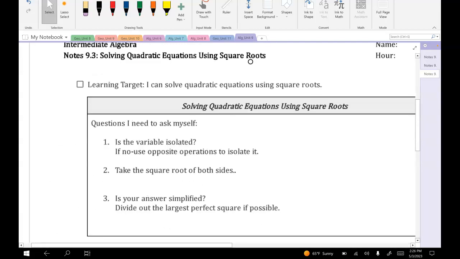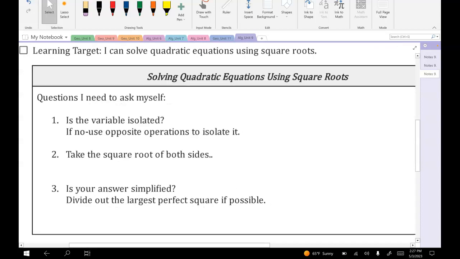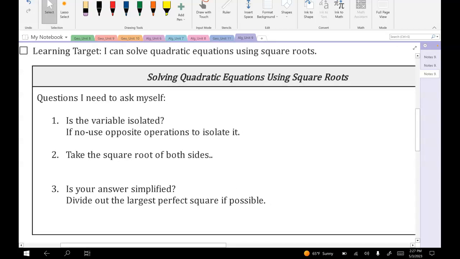So we're going to solve equations using square roots. Solving equations, just think of it as getting our x by itself on one side of our equation, and we're just going to have to take the square root. So I set up, instead of steps like you have to do this, you have to do this, questions to ask yourself, so if you do get stuck, you know where to go from.